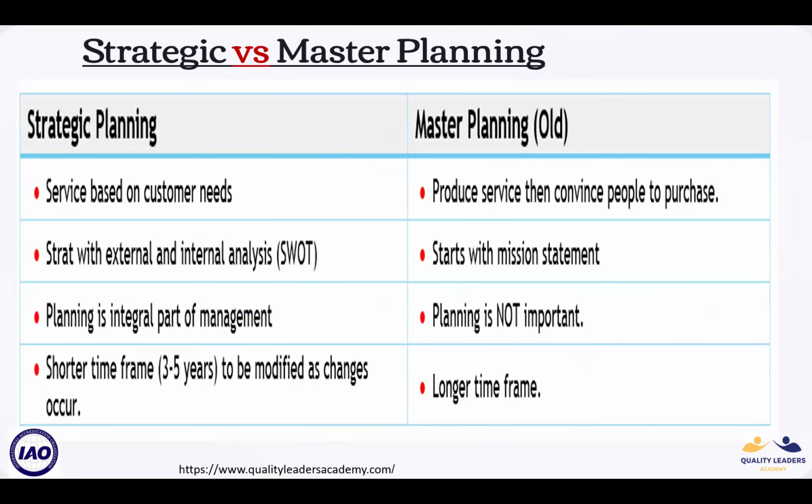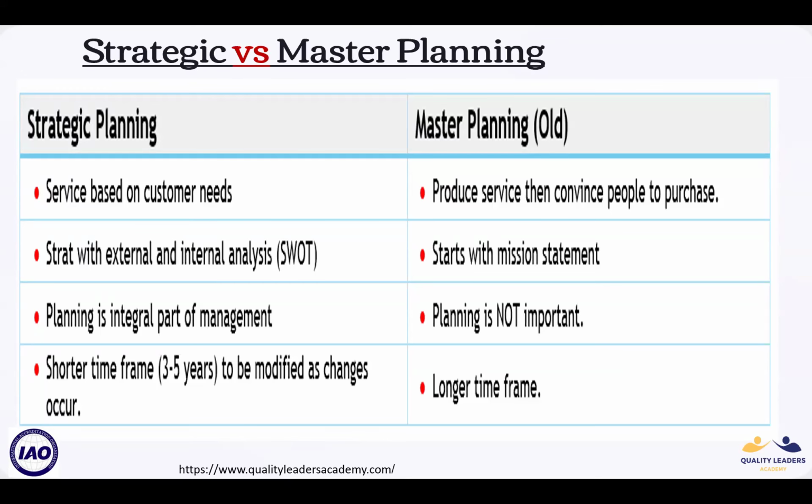Just remember the difference. In strategic planning, it's service based on customer needs, whereas in master planning, they prepare a service and then convince people to buy it. Okay. Strategic planning starts with external and internal analysis, SWOT analysis, whereas master planning starts with mission statements. They don't take into consideration the customer. They'll start what they want to do, they will produce it, and they will convince people to buy it. In strategic planning, planning is integral part of management, and master planning is not that important for them.